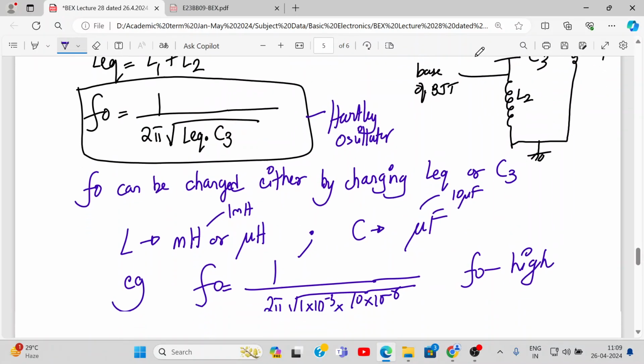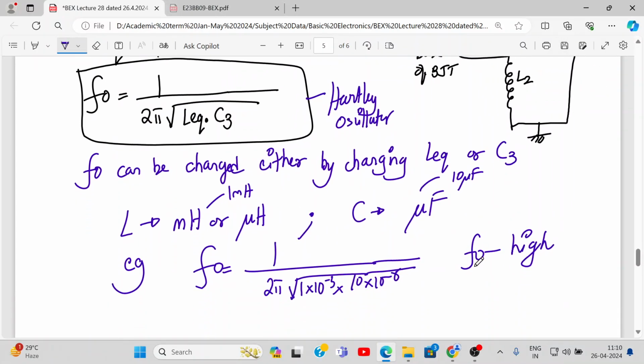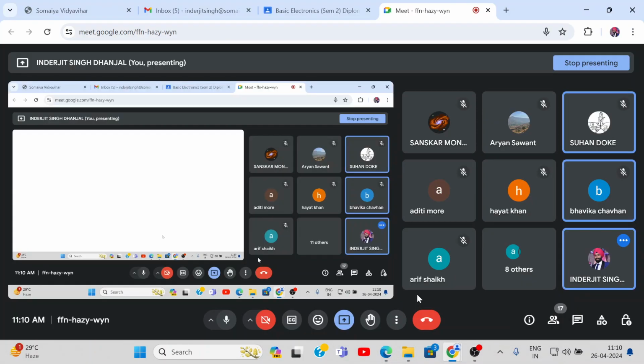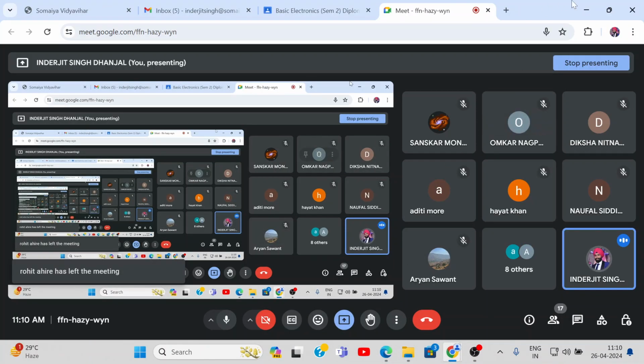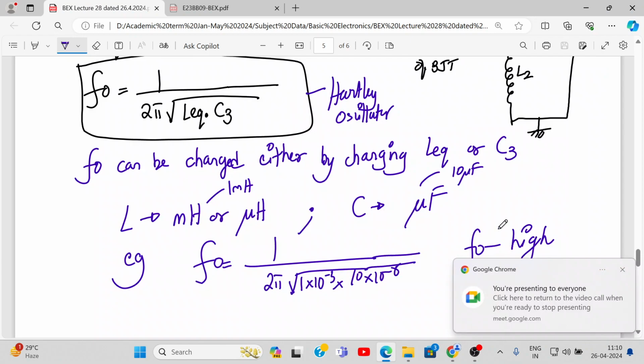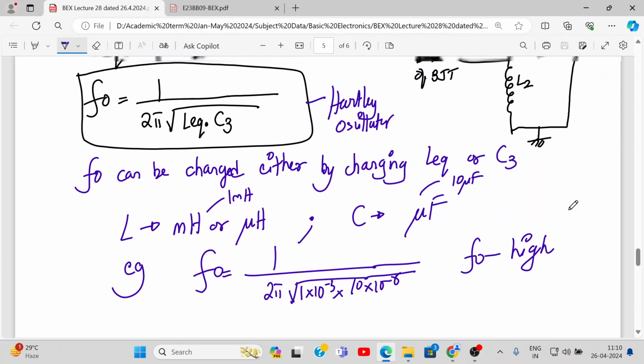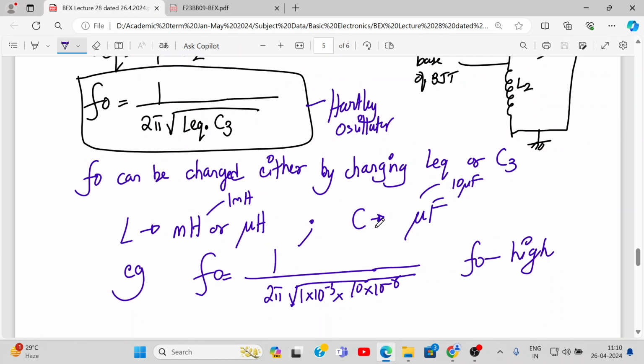Do you have any doubts? Anyone has any query? Because L and C are very small, they are in the denominator, F naught can be adjusted to a higher frequency or a higher value.